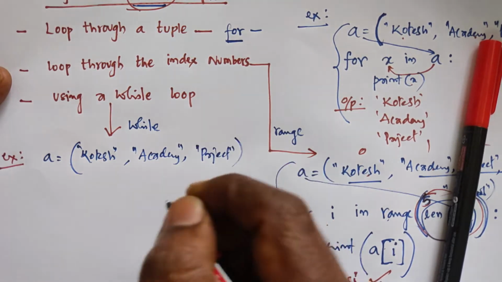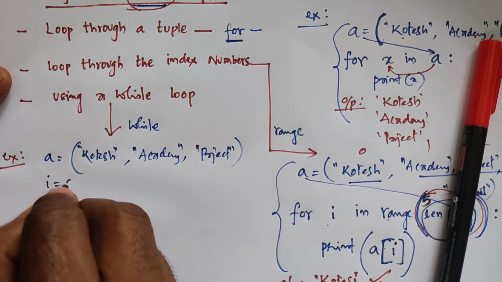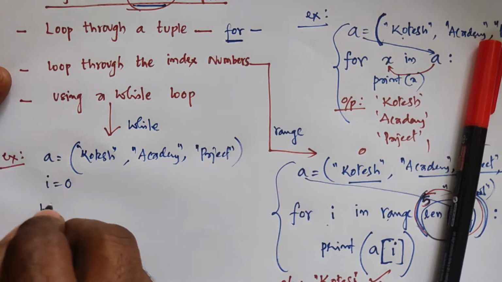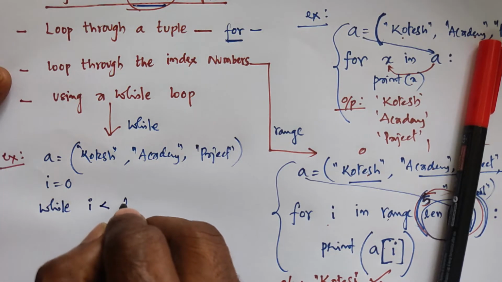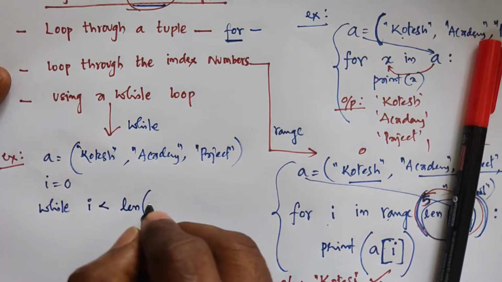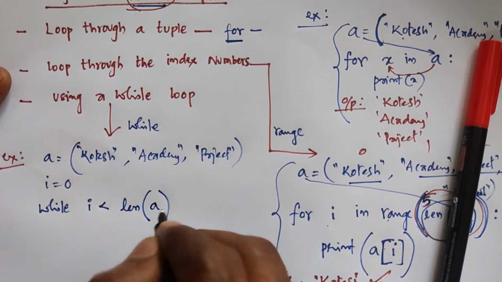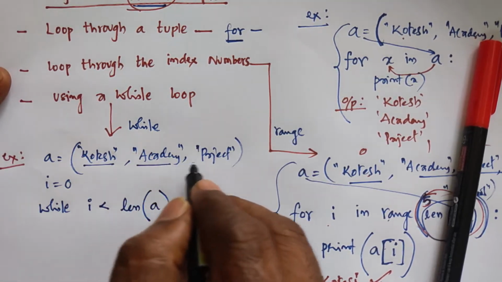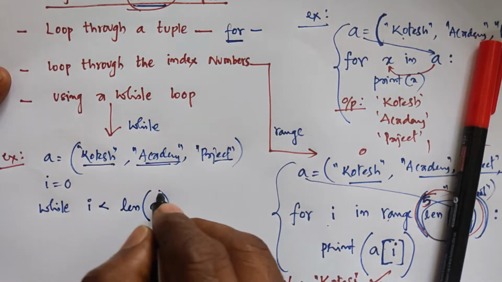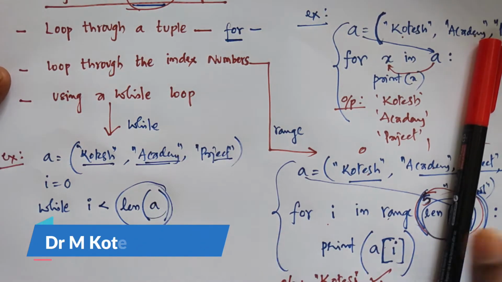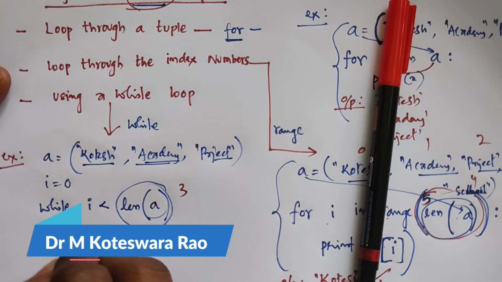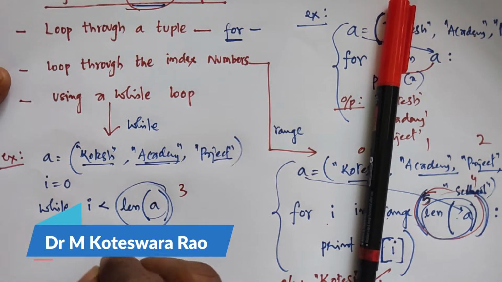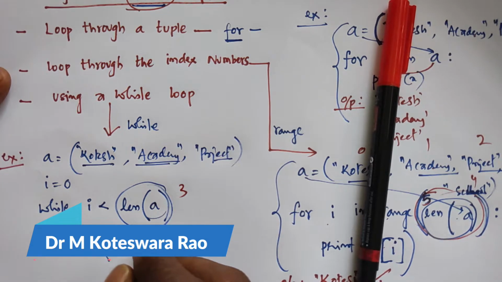At this moment you can take i is equal to 0, then you write while i is less than the length of a. Here the values are 1 2 3, the total length of the value is 3. Generally we prefer that. Then you can write print of a of i values.